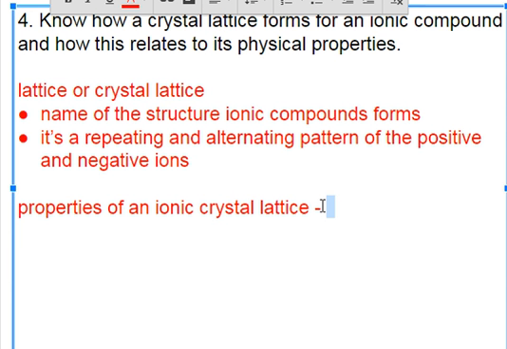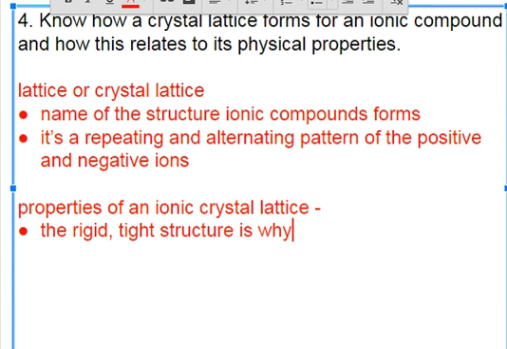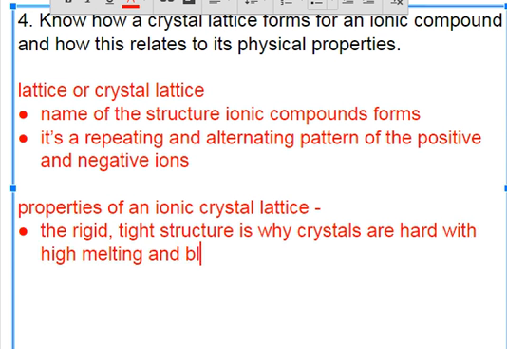So properties of an ionic crystal lattice, if we talk about this, the rigid, tight structure is why crystals are hard with high melting and boiling points. Again, because the ions can't move easily.